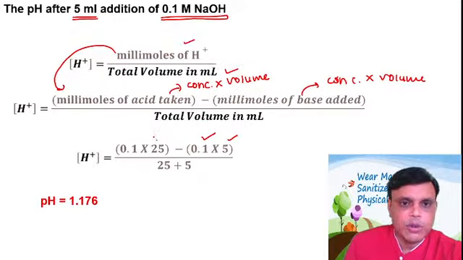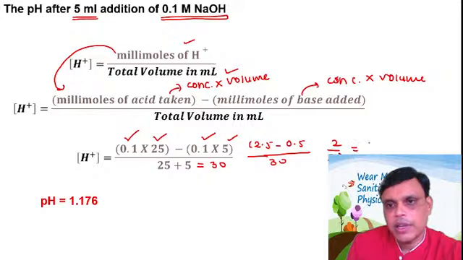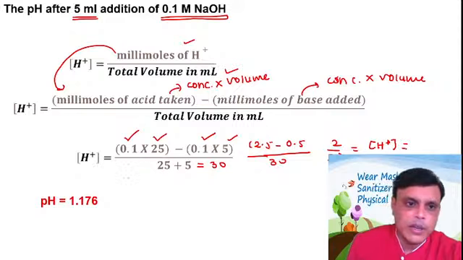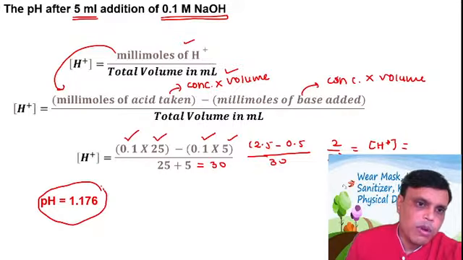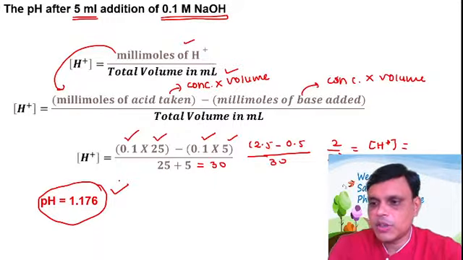Acid taken is 25 ml, concentration is 0.1 molar, and total volume will become 25 plus 5, it will become 30. So how much is this coming? 2.5 minus 0.5 divided by 30. So 2 divided by 30, you will get the concentration of H plus ion. Take the negative log, you will get the pH, and pH will come 1.176. So this is the pH after addition of 5 ml NaOH.